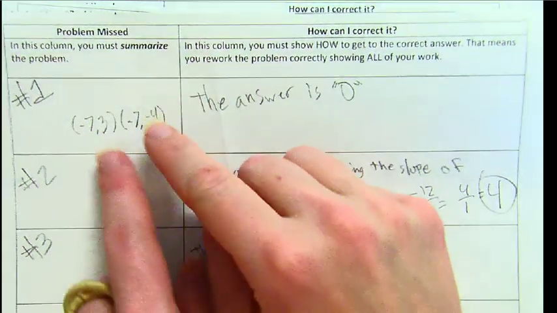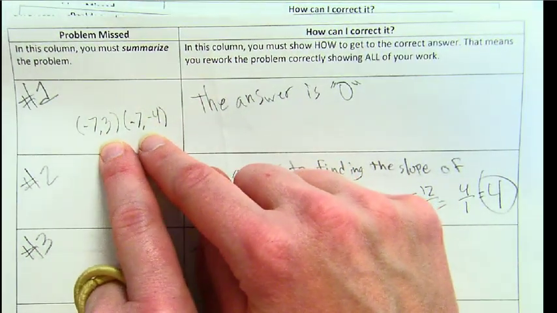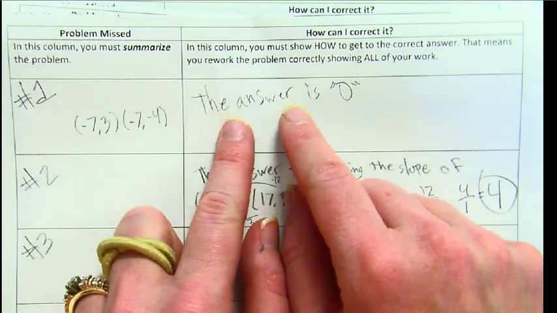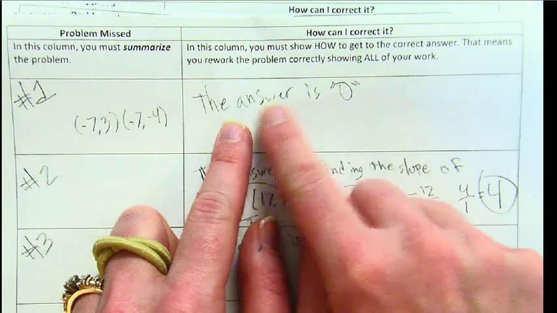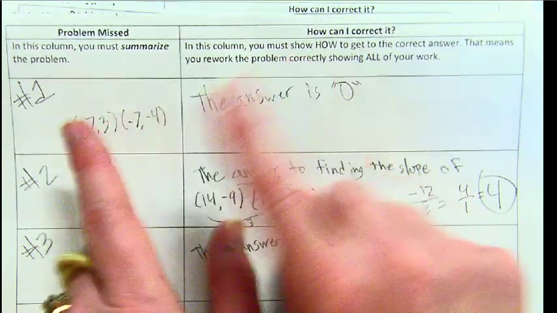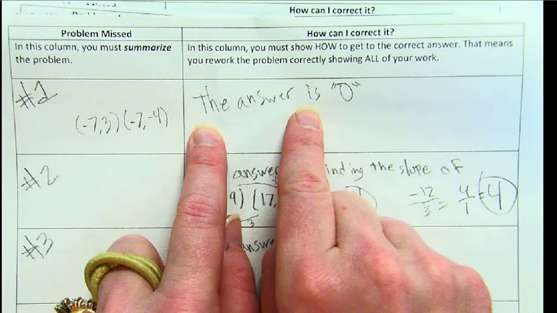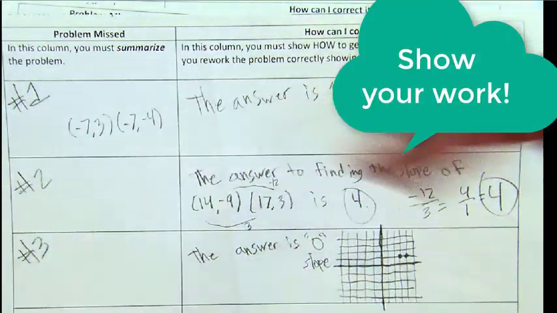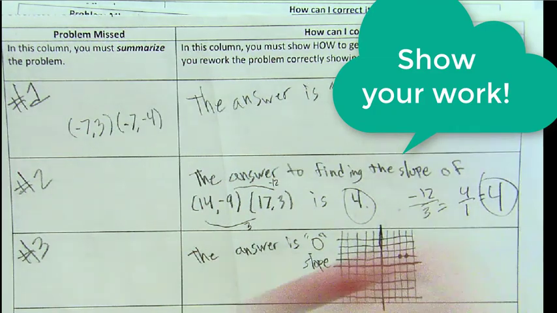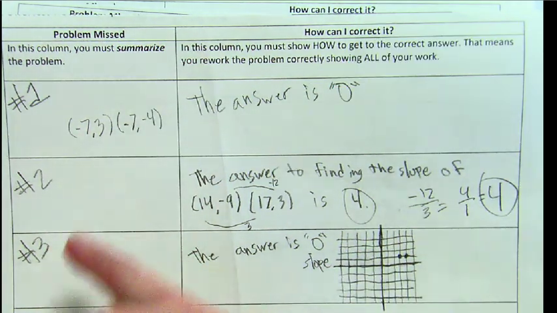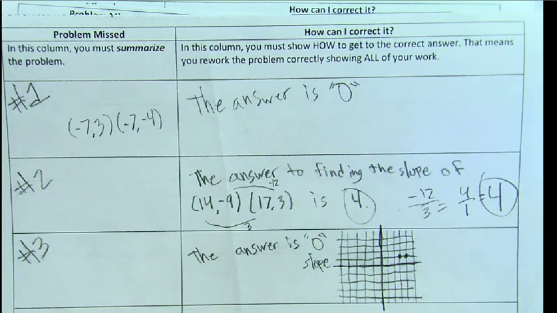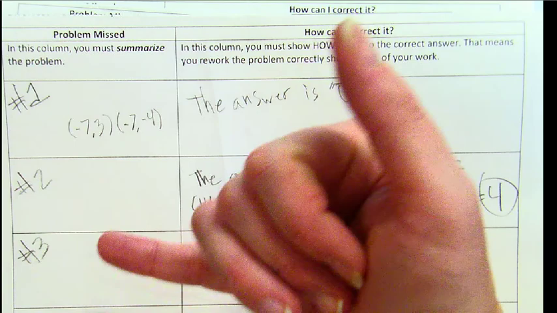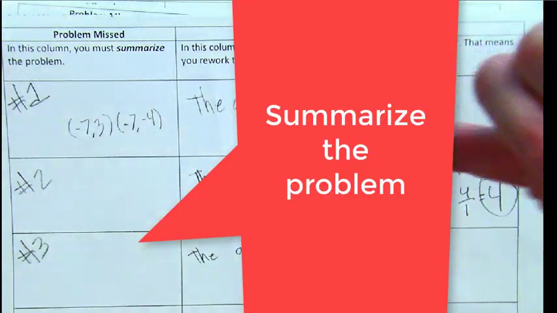What's okay on this one is that they've written the part of the problem that's important, but then over here I've got the answer is 0. There is no work that shows me how to get from this to this. So this is not meeting my standards of what I'm expecting to see. Right here, this student has just written number 2, number 3, so that has not summarized the problem for me. So this is not meeting my expectations over here.